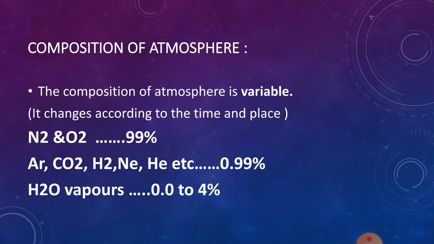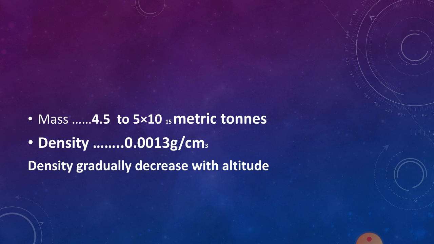Nitrogen and oxygen are the major constituents. Combined, these two make up about 99% of the atmosphere, while the rest is contributed by argon, carbon dioxide, hydrogen, neon, and helium, and water vapors are also there. If it is a very dry place, there will be no water vapors, and if it is a humid place, about 4% of water vapors can contribute to the composition of the atmosphere.